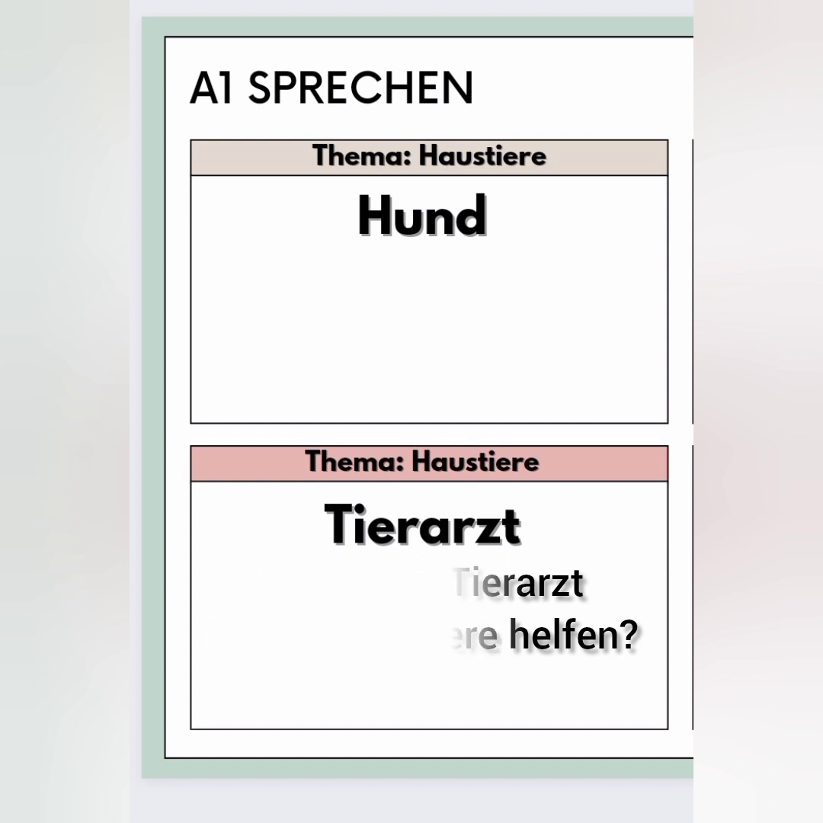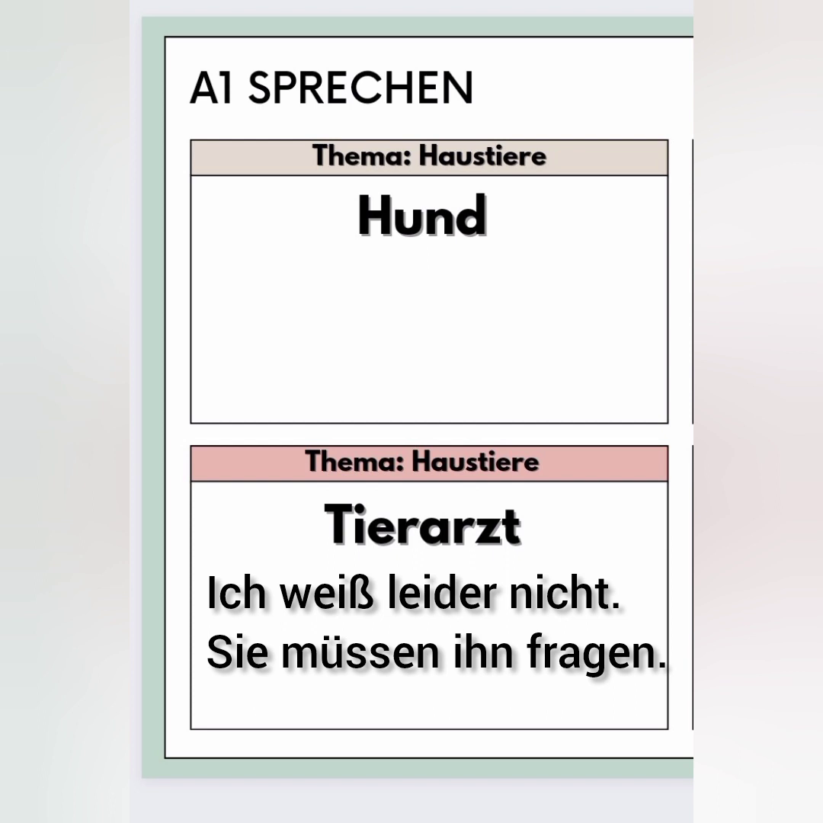And then you could answer by saying, ich weiß leider nicht. And then, Sie müssen ihn fragen. Unfortunately, I don't know. You must ask him. Sie müssen ihn fragen. All right? And that is how basically your part number two looks like.